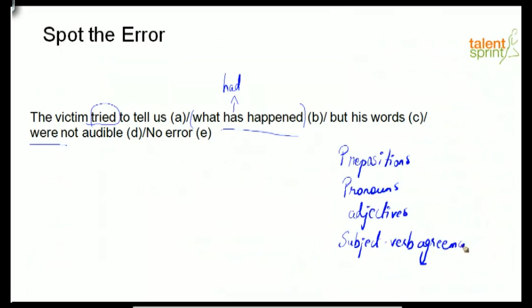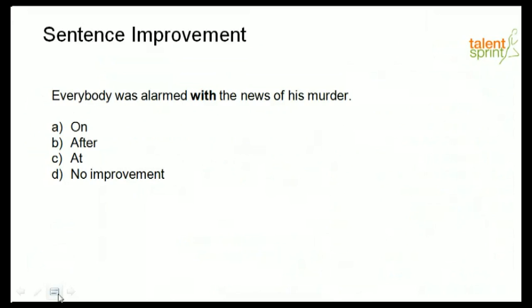Now, because I am focusing on this particular spot the error question, there are other questions that I can go ahead and solve. So let's look at what are the other types of questions, because I'm focusing on this particular topic, spot the error or finding errors. What are the other topics that will help me? Sentence improvement is one such question type. It's the same concept, it's the same approach. I still need to have a good understanding of basic grammar constructions.